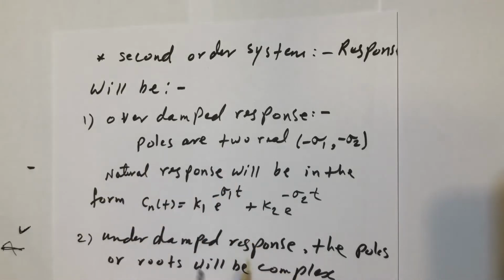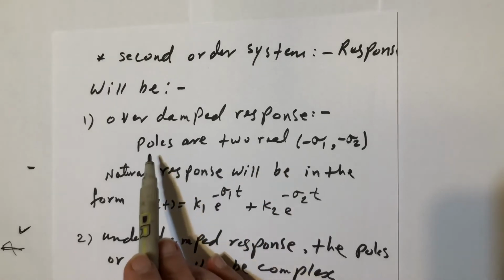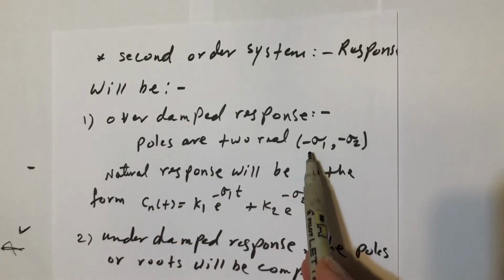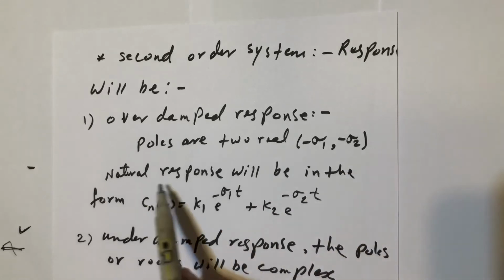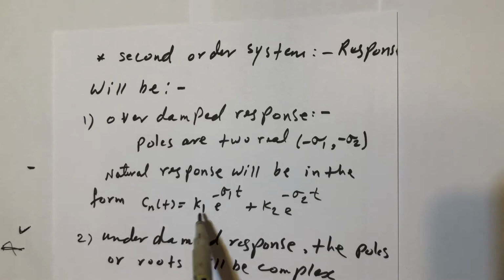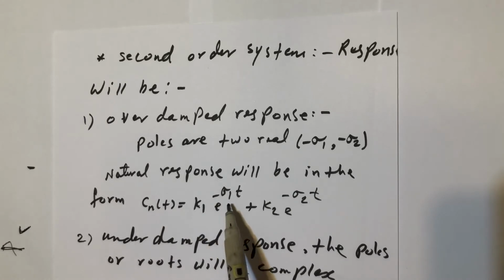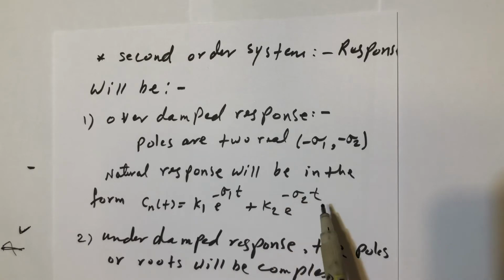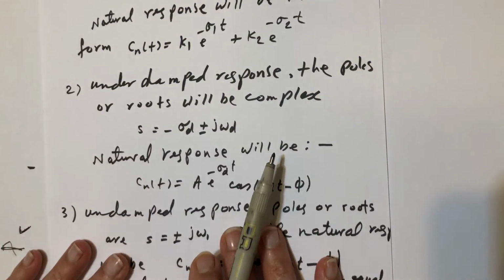So in this overdamped system, we'll have poles. The poles are two real, minus sigma 1 and minus sigma 2. The natural response will be in the form c_n equal K1 e to the minus sigma 1 t, plus K2 e to the minus sigma 2 t. And you saw that in the previous slide, which I was talking about.